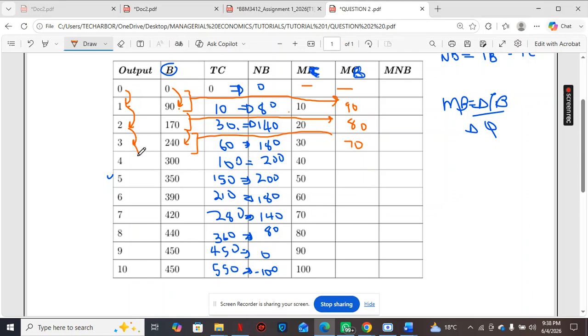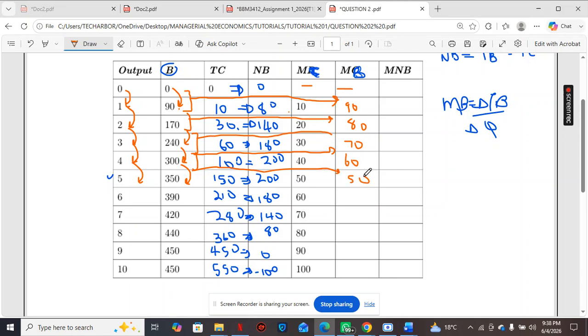When we move from 3 units to 4 units, the benefit increases from 240 to 300. So marginal benefit, 300 minus 240, that is 60. When we move from 4 units to 5 units, benefit increases from 300 to 350. So marginal benefit, 350 minus 300, that will give us 50.